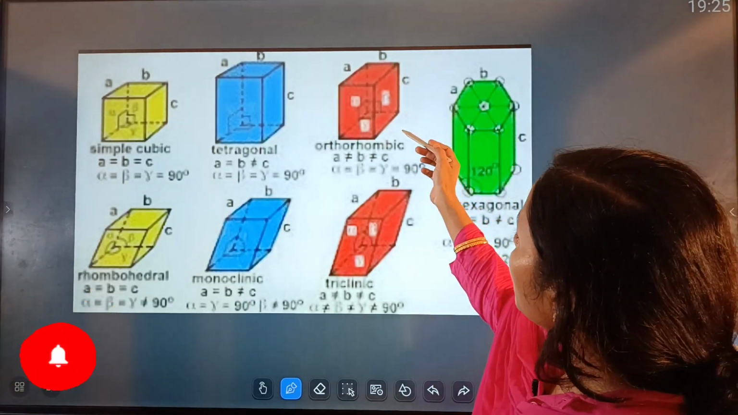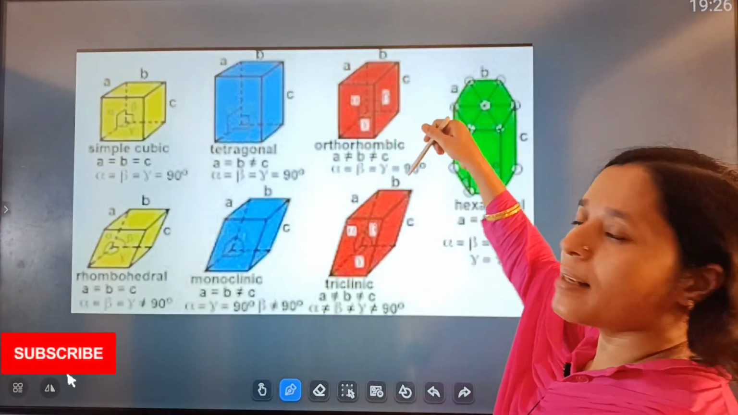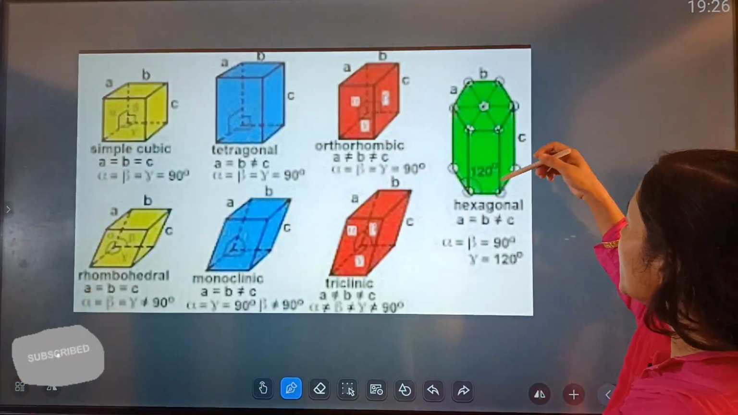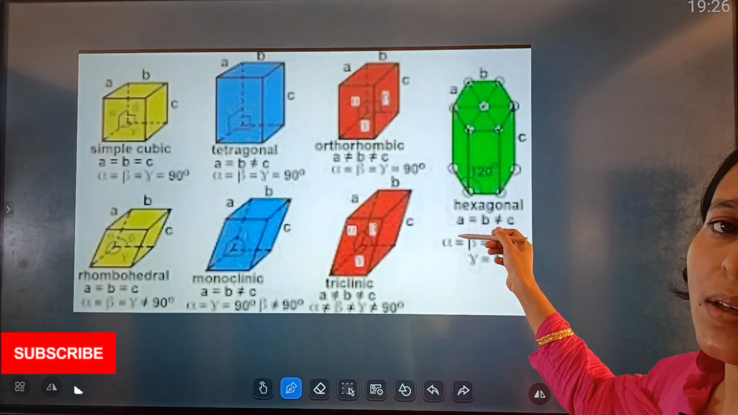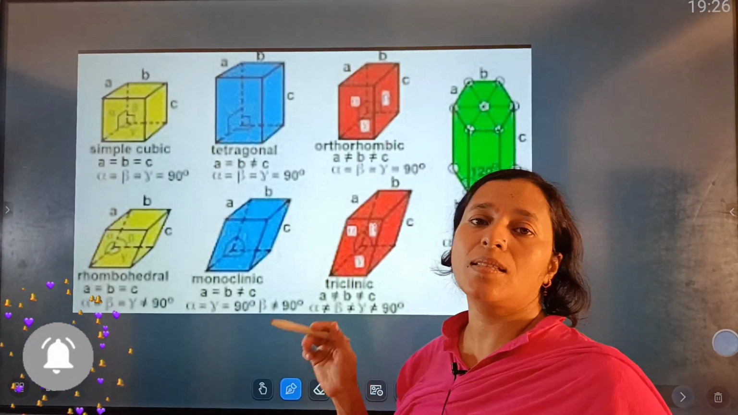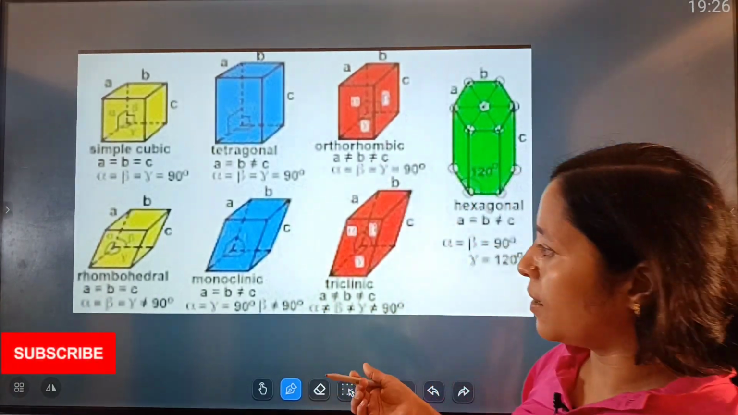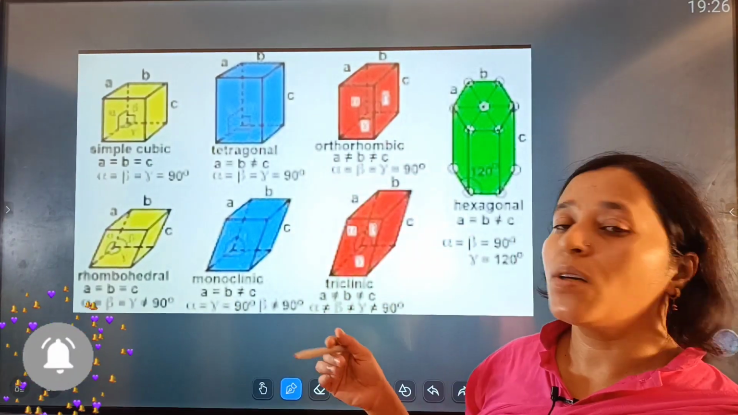In the orthorhombic you can see all the three sides they are of different lengths, but the angles are equal. In hexagonal you can see the two sides are equal to each other, the two angles are also equal to each other, but the third one is different, that is it is equal to 120 degree. Hope you are getting what I am telling you. You have to draw these figures in order to understand.